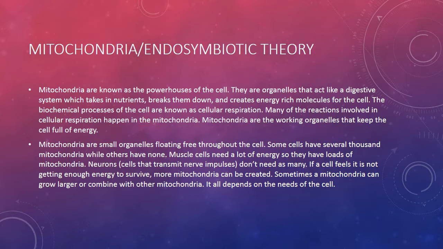Mitochondria are small organelles floating free throughout the cell. Some cells have several thousand mitochondria, while others have none. Muscle cells need a lot of energy, so they have loads of mitochondria. Neurons, which are cells that transmit nerve impulses, don't need as many. When a cell feels it is not getting enough energy to survive, more mitochondria can be created. Sometimes the mitochondria can grow larger or combine with other mitochondria. It all depends on the needs of the cell.